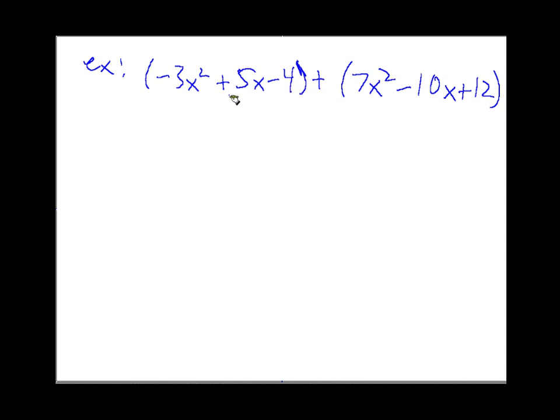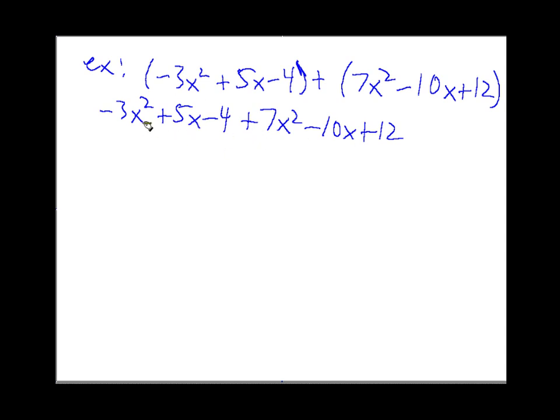So all we do here to add polynomials, remember, is just combine like terms. So it's really no big deal. First of all, let me go and drop the parentheses. So it's going to be negative 3x squared plus 5x minus 4 plus 7x squared minus 10x plus 12. Now, let me combine like terms. But an optional step you might want to show on the homework is to rewrite this problem with the like terms next to each other.